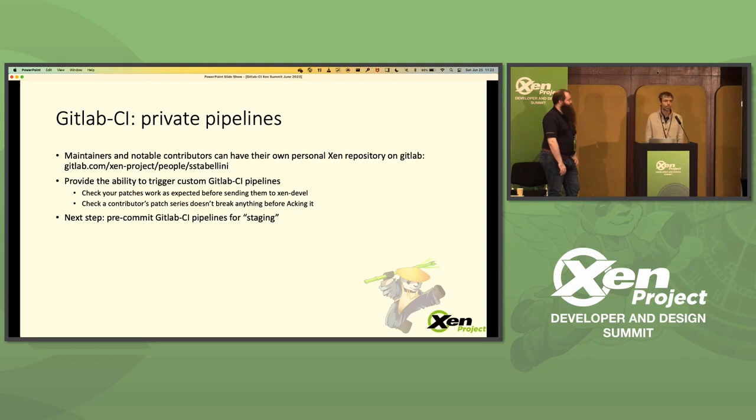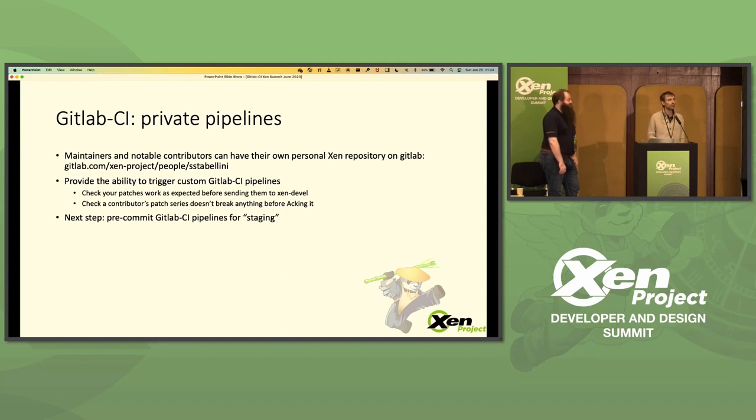but it is not an easy process. With GitLab CI, it's super simple because any one of us, and many already do, including me and Andrew and many here in this room, have their own GitLab tree, gitlab.com/xen-project/people/sstabellini or Andrew Cooper or Bertrand and so on. As soon as you push to any of those trees, a GitLab pipeline is triggered and you see the result. So literally to have your own private pipeline, you just need to do one git push and that's it.